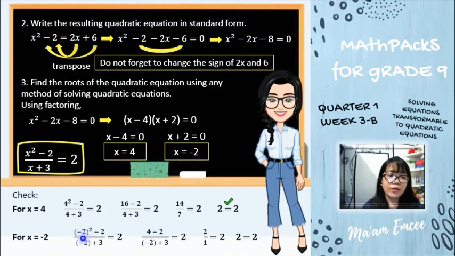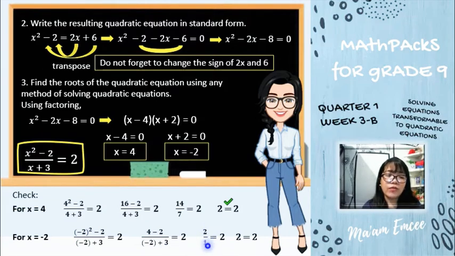Then we simplify. Negative 2 squared is negative 2 times negative 2, so that is positive 4 minus 2 over negative 2 plus 3. Is that equal to 2? Now, 4 minus 2 is equal to 2. Negative 2 plus 3 is equal to positive 1 because negative 2 and 3 have different signs. So the rule says you need to subtract them, then follow the sign of the bigger number. So we follow the sign of 3, so that is positive. So that is why we have here positive 1.